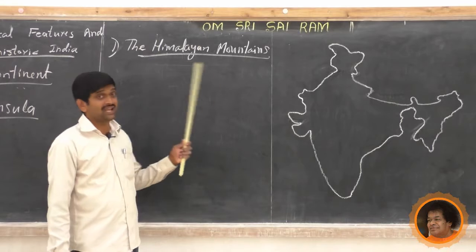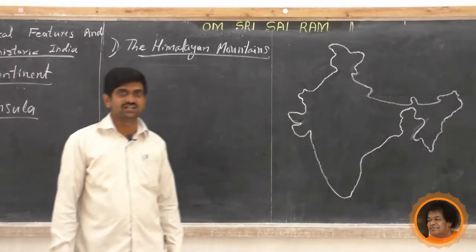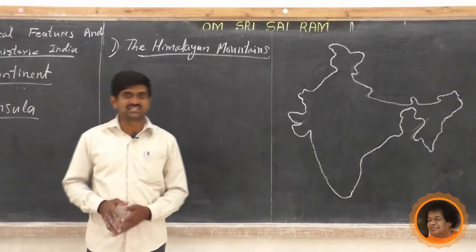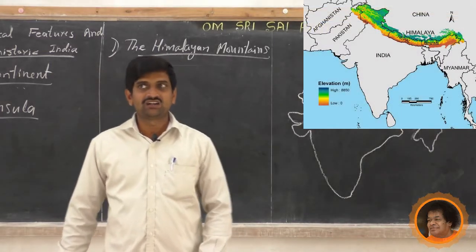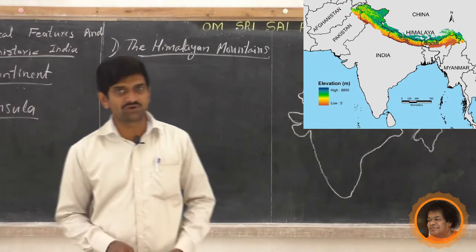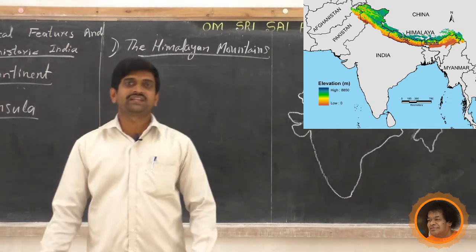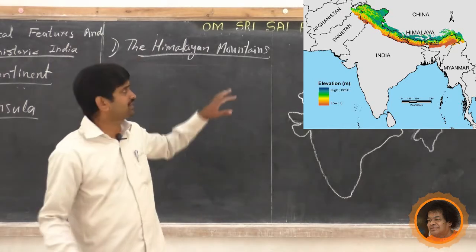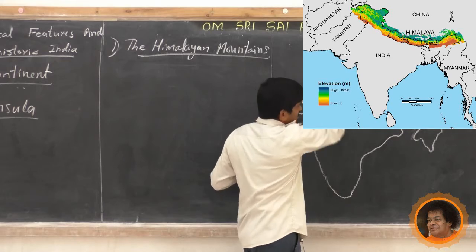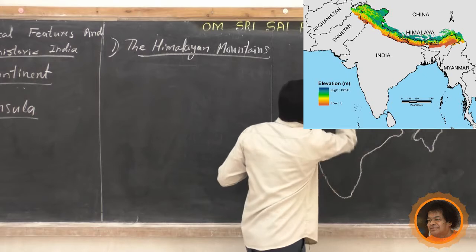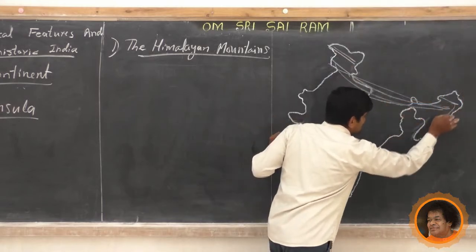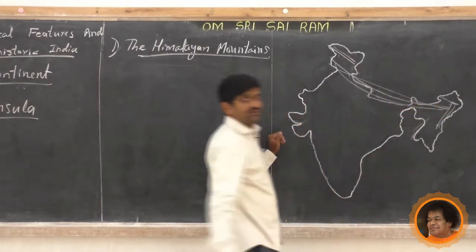The first one is the Himalayan Mountains. You know that on the northern side of India there are snow-capped mountains. We call these the Himalayan Mountains. They have the tallest mountain peaks in the world. You know the example, which one? Everest, the tallest mountain peak in the world. Many such mountains are there in the Himalayan range. Starting from this area, it stretches towards Arunachal Pradesh for more than 2,500 kilometers. This is the area where the Himalayan mountains are.